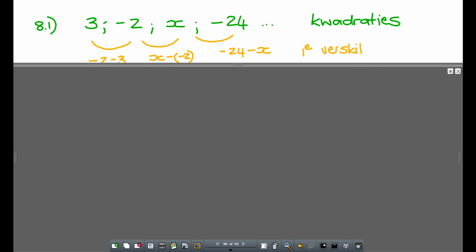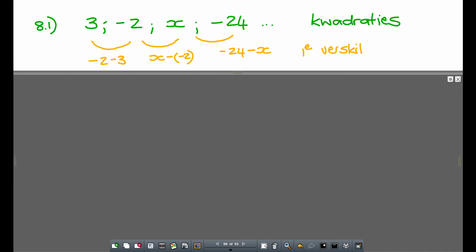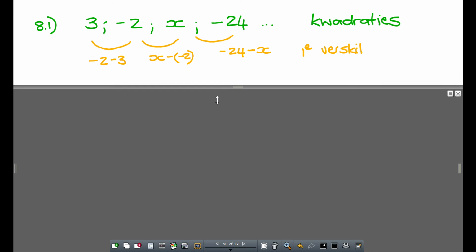So if I had to get the first difference, I'm going to take that -2 minus this 3, om hierdie verskil te gaan kry. Okay, om die verskil tussen daai twee te kry, gaan ek sê X minus -2. Om die verskil tussen daai laaste twee terme te kry, gaan ek sê -24 minus X. But that's only the first difference. I want to get the second difference. So now I need to get the difference between these two and then those two.